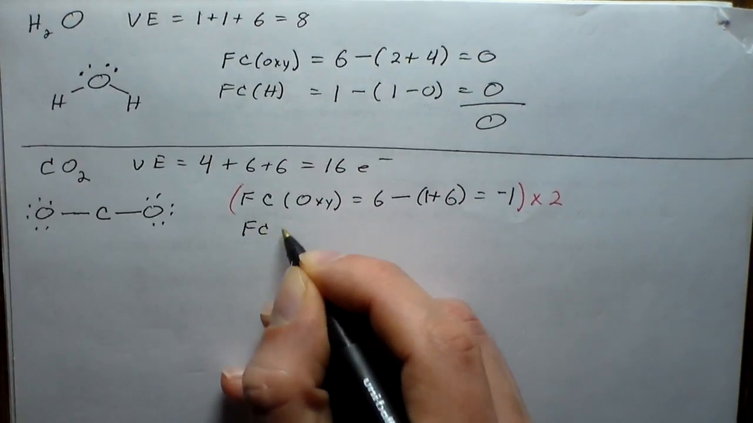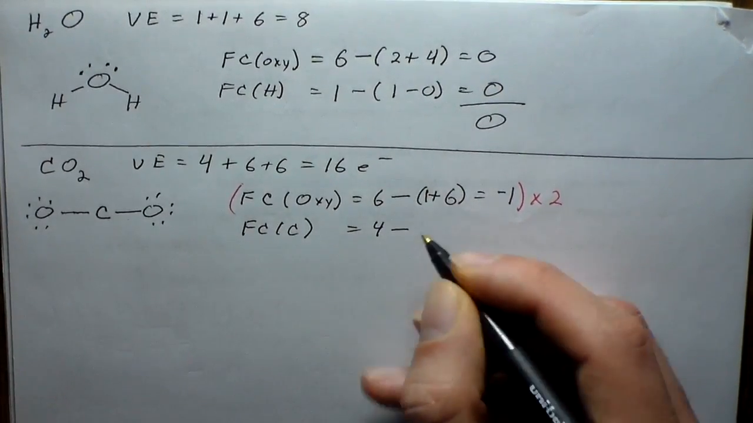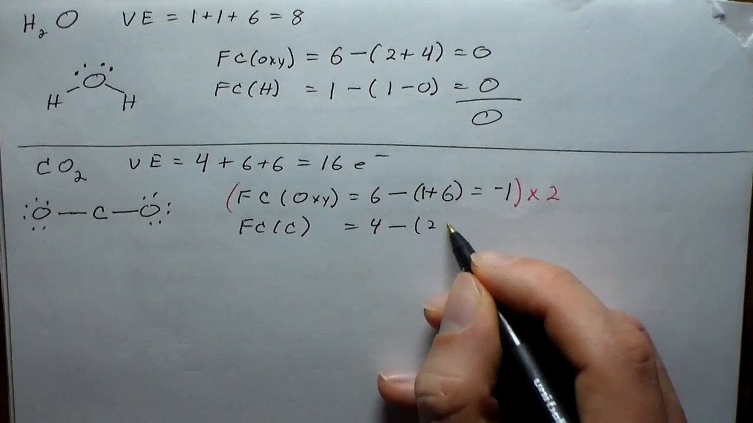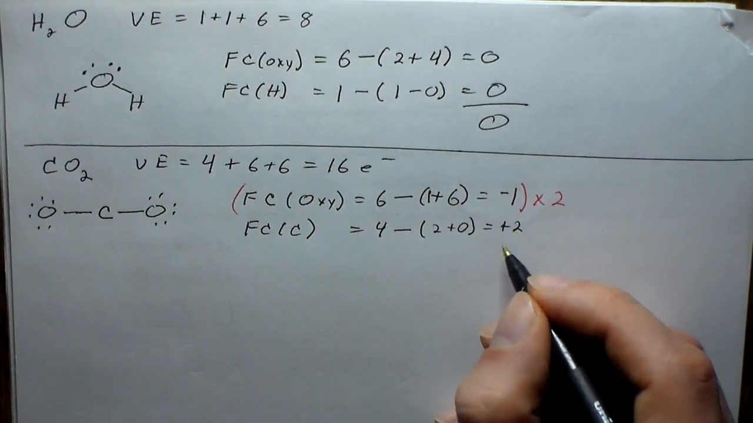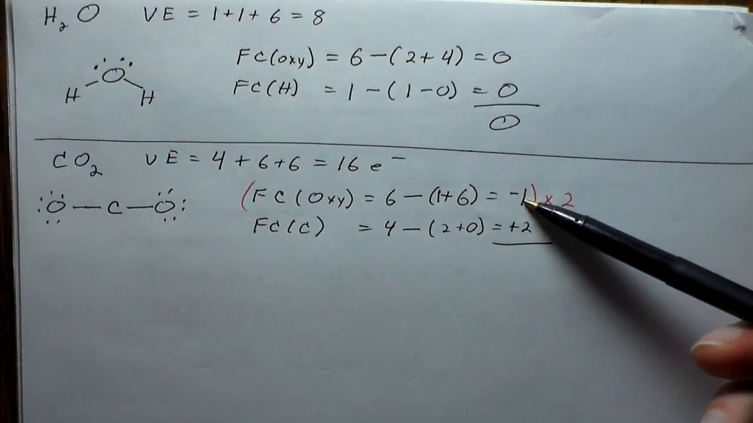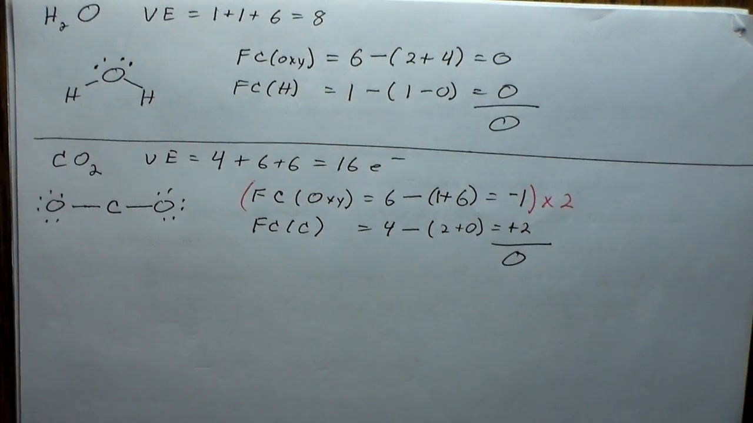Then I have the formal charge on my carbon. That's going to be 4 minus 2 lines and no dots. And that's going to be a +2. Of course, I add this up, +2 minus 1 minus 1. It's going to work out to be 0, so I did my formal charge calculations correctly.